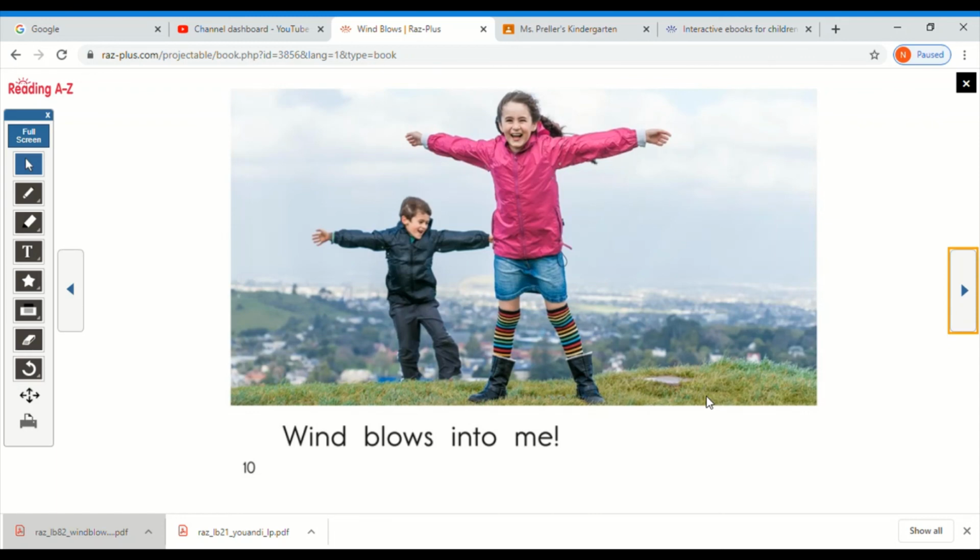Good. So today we played around with cause and effect. Cause is what happens first, and effect is what happens next. So the wind blows, and then next the hair goes flying.